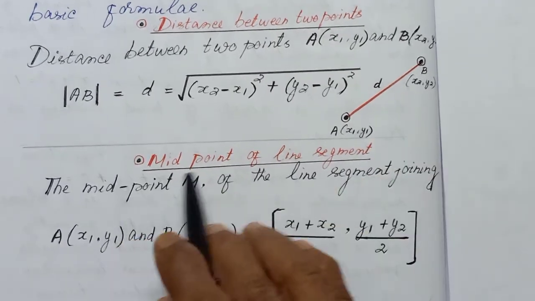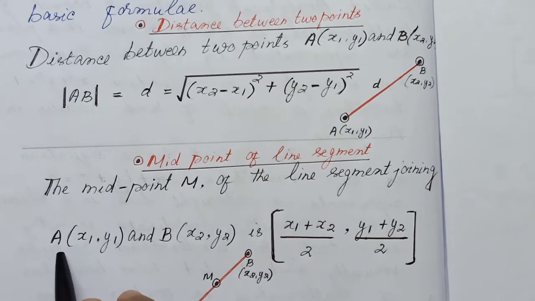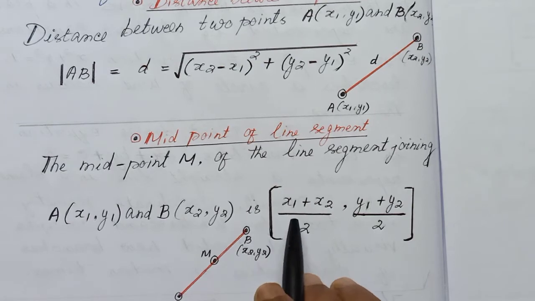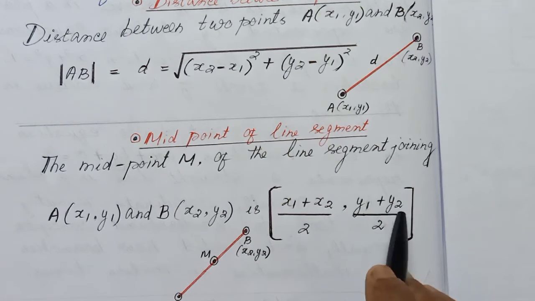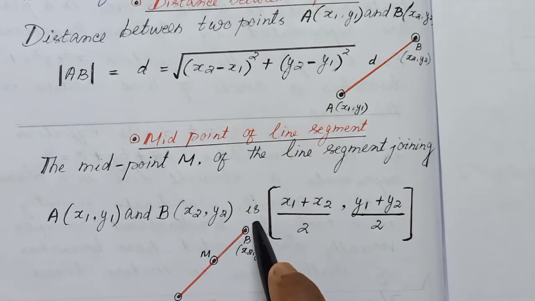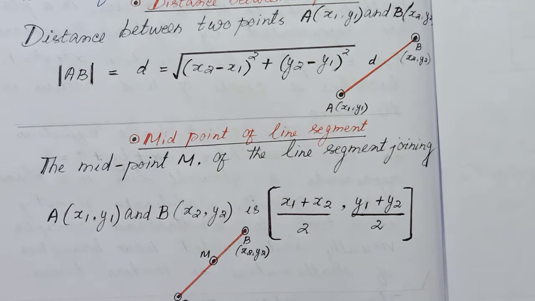Next one, the midpoint of a line segment. The midpoint M of the line segment joining A(x1, y1) and B(x2, y2) is ((x1 plus x2) by 2, comma (y1 plus y2) by 2). Here this is point A, this is point B. In between these two is the midpoint. How to find it? x1 plus x2 by 2, and y1 plus y2 by 2.